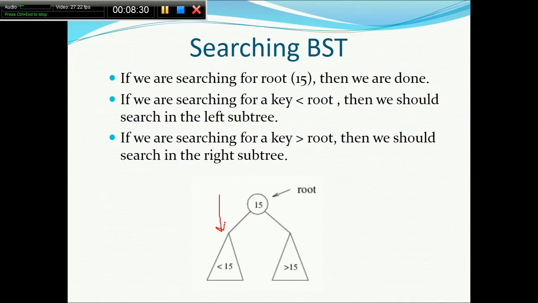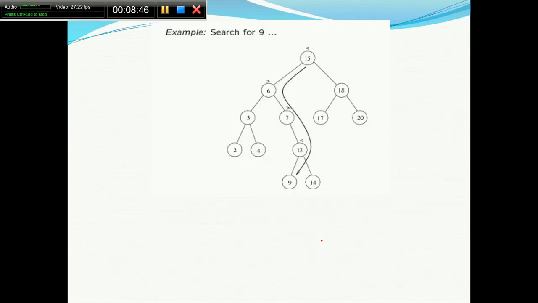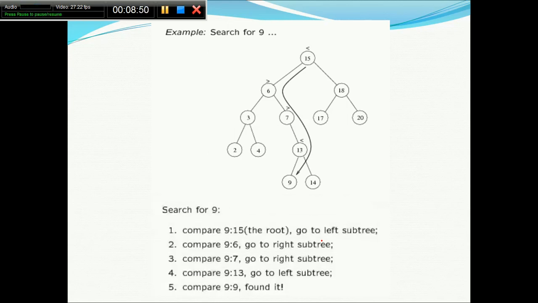Or if you want to search a value or the key that is more than the root node, that is more than 15, I have to search in the right subtree. That you have to understand. It is just a recursive way. You have to keep doing the same thing again and again. Now, just consider here. Suppose I am looking for 9.